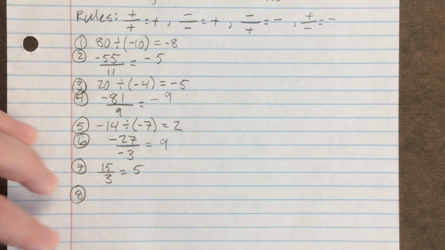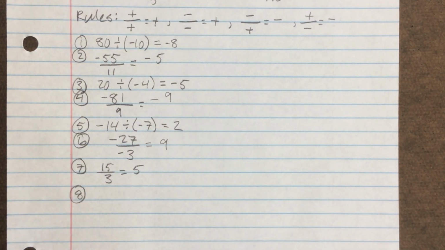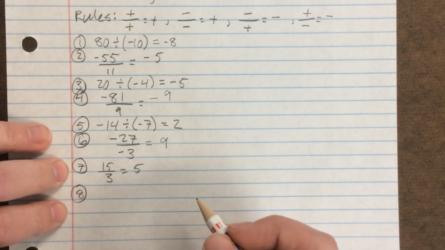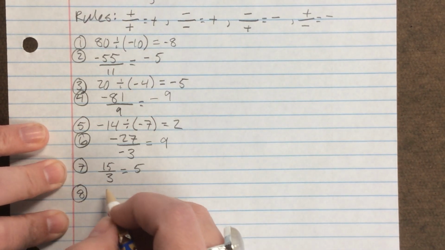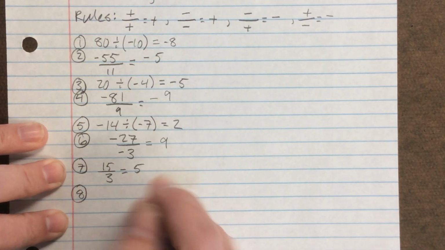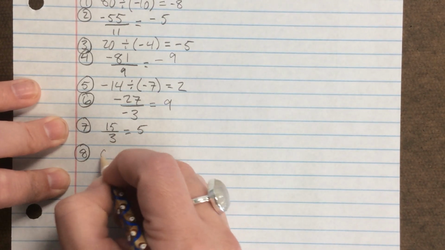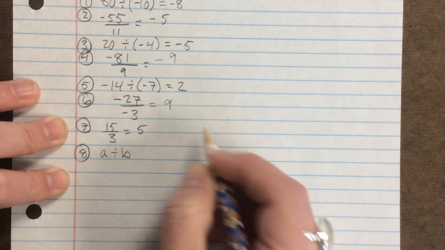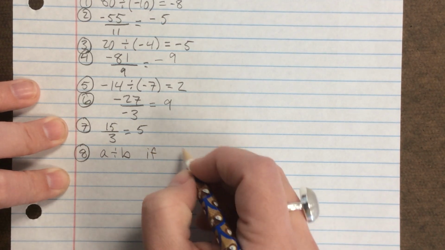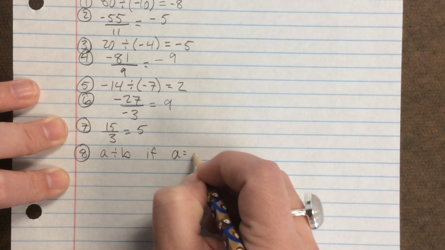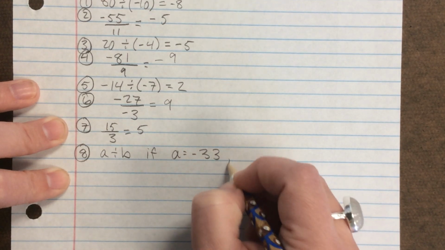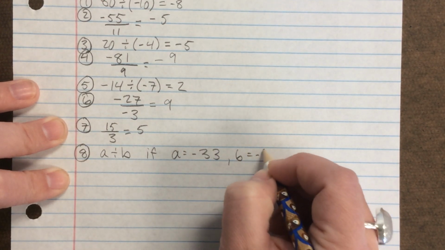Number 8 wants to know, so this is going to be some of that evaluating again. We've got A divided by B if A equals negative 33 and B equals negative 3.